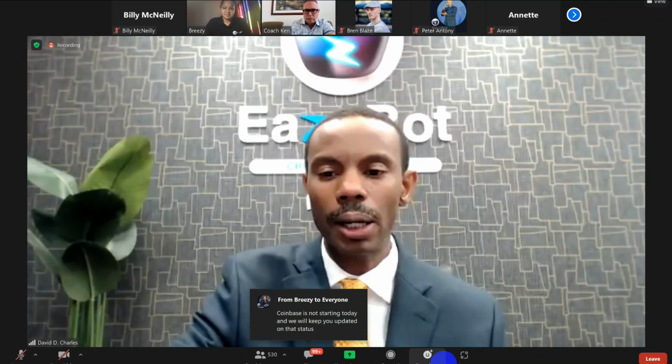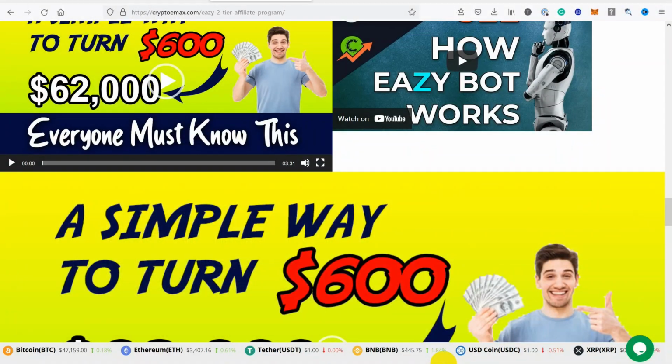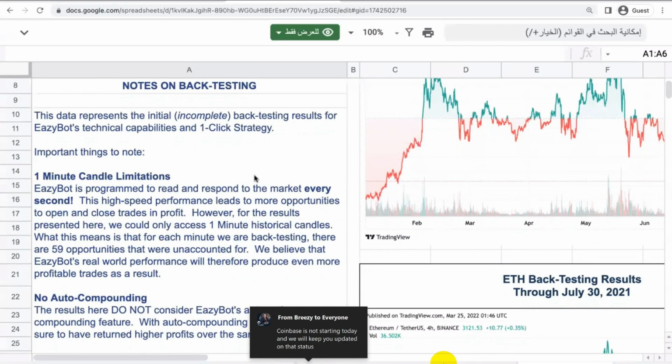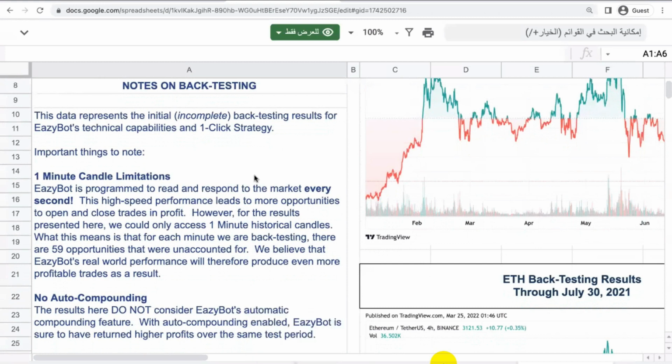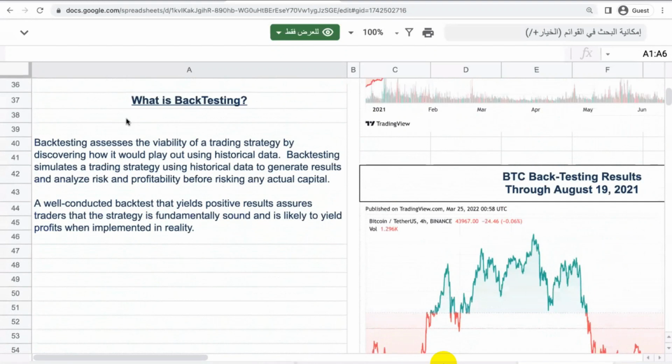So let's go through a couple of things. I want to start with some notes on backtesting to establish context for you. So again, what I just mentioned, this data represents the initial and incomplete backtesting results for Eazybot's technical capabilities. And for those of you who might not know what backtesting is, let me just jump down here because we actually define that.